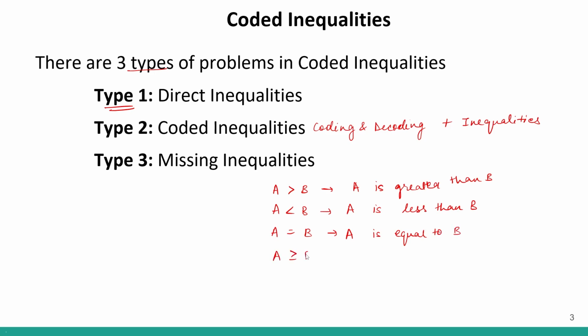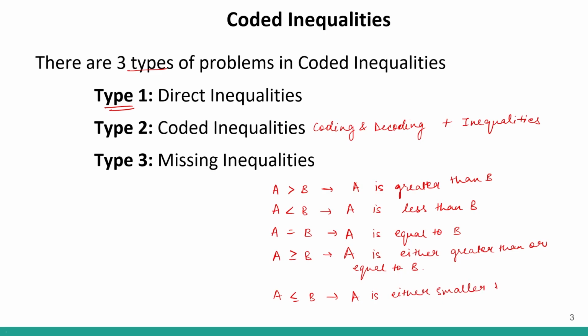A is greater than or equal to B. That means there are two possibilities: A is either greater than or equal to B. Correct? Two possibilities are there. Similarly, if we have this symbol, it again means two possibilities: A is either smaller than or equal to B. Correct? So these are the only 5 symbols that we use while solving the questions for coded inequalities.